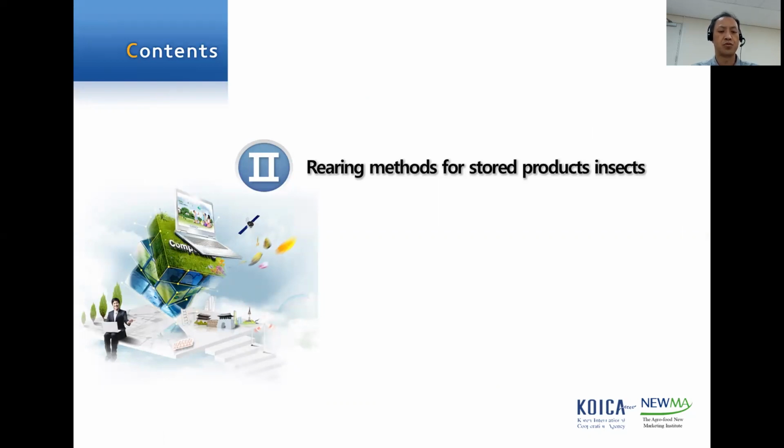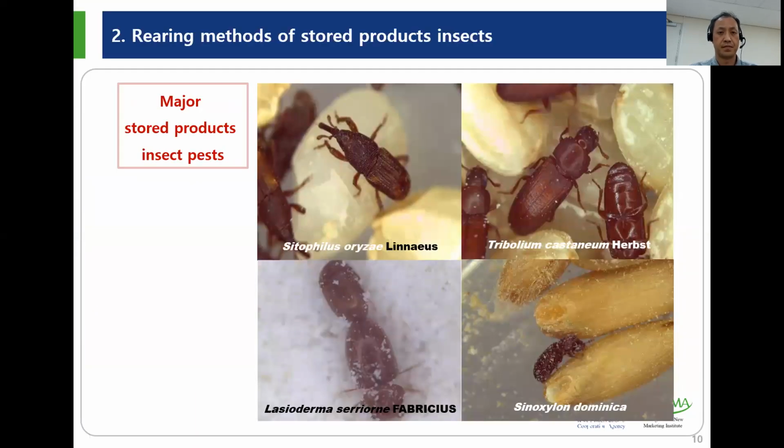Now we are moving to the second topic, the rearing method for stored product insects. Major stored product insects are rice weevil, red flour beetle, cigarette beetle, and rice grain borer. These are often used as insects for fumigation experiments, and I will explain how to rear them. Not all of them, I just chose two.